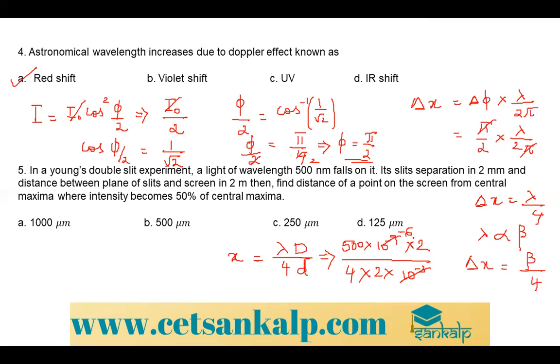So 2 and 2 get cancelled. So we have 125. So x is equal to 125 into 10 to the power minus 6 meter. So finally you can write x is equal to 125 micrometer. So option D is the right answer. I hope you are clear. Right. Next.